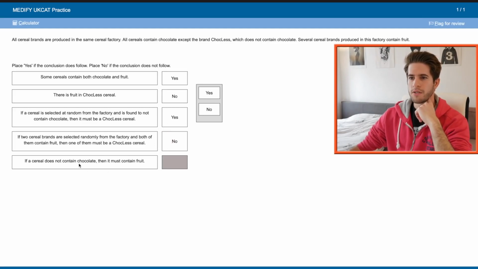If a cereal does not contain chocolate, then it must contain fruit. If a cereal does not contain chocolate, so it's Chocoless, then it must contain fruit. No. Several cereal brands contain fruit. It doesn't say all of them, several of them. So some of them could not contain fruit, and it could be the ones that are also Chocoless. So I'm going to go with no.